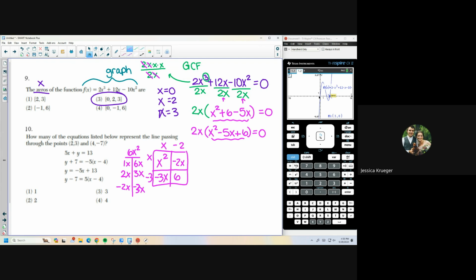So if I continue to factor this, I can't forget my GCF. And then that trinomial factors into x minus 2 times x minus 3 equals 0. Remember, your factor, t-chart, solve. So now I set up my t-chart, and I set each of those factors equal to 0.